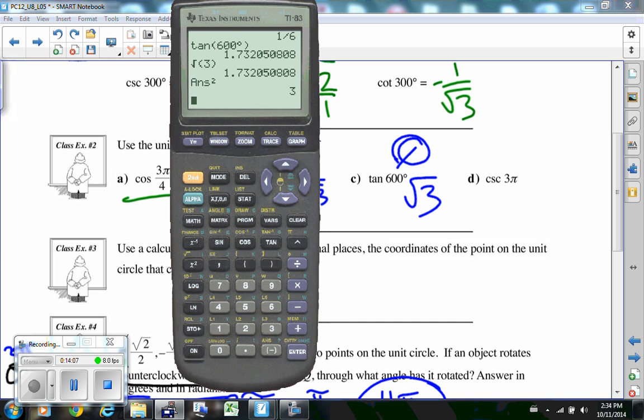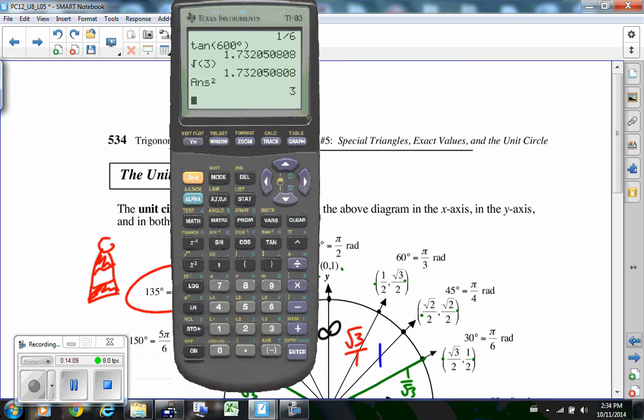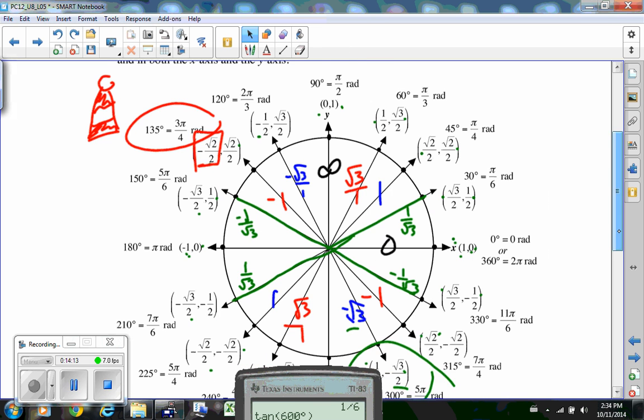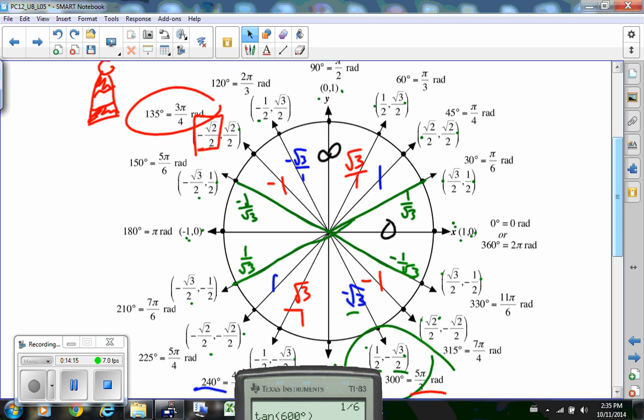Cosecant of 3 pi. Go back to yon unit circle. Here's going around 1 pi all the way around, 2 pi. And I'll show you that. 1 pi, 2 pi, 3 pi. I'll get rid of it.